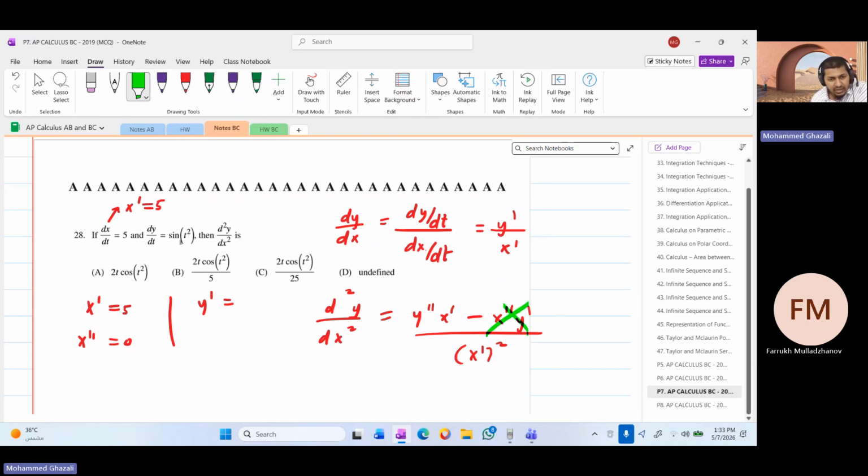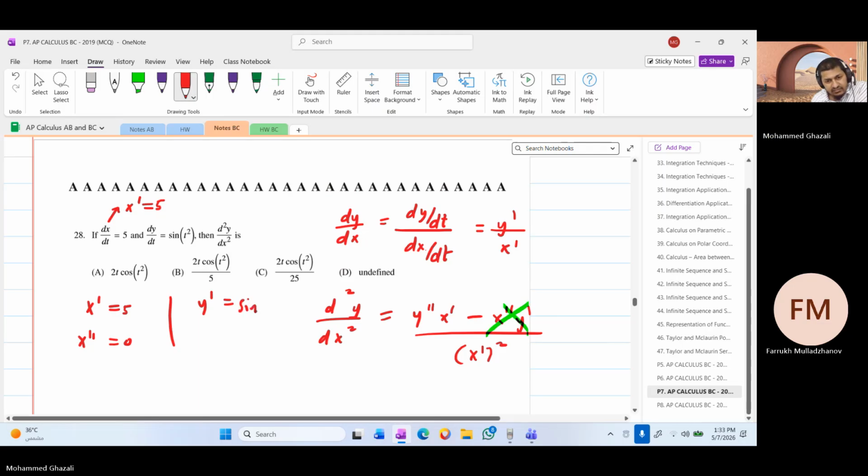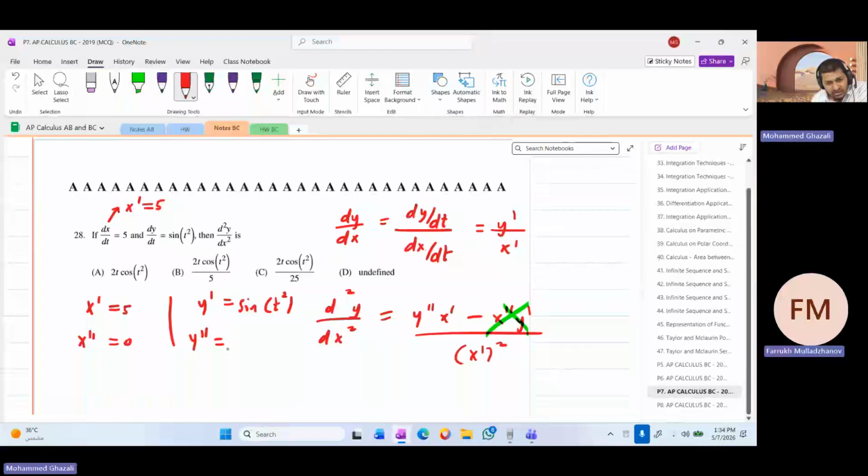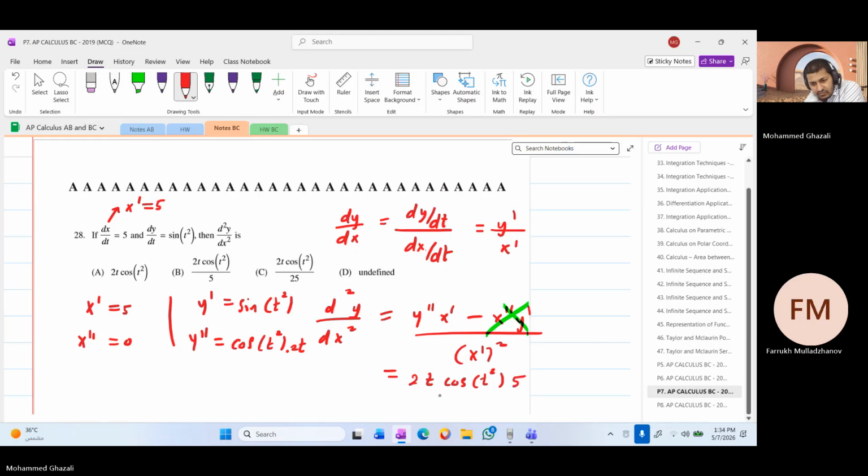What is y prime? Y prime is sine t squared, okay? So what's y double prime? Cosine t squared times 2t. My bad, yeah. So y double prime is 2t cosine t squared. What's x prime? 5, over, x prime squared, which is 25. So what's the answer? 5 and 25 can cancel out.